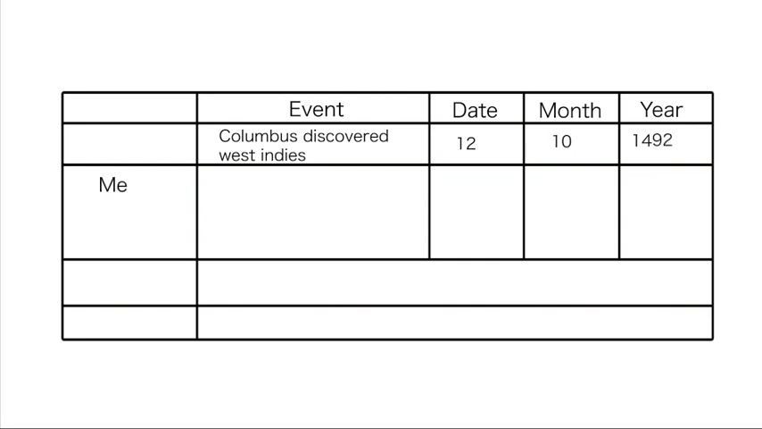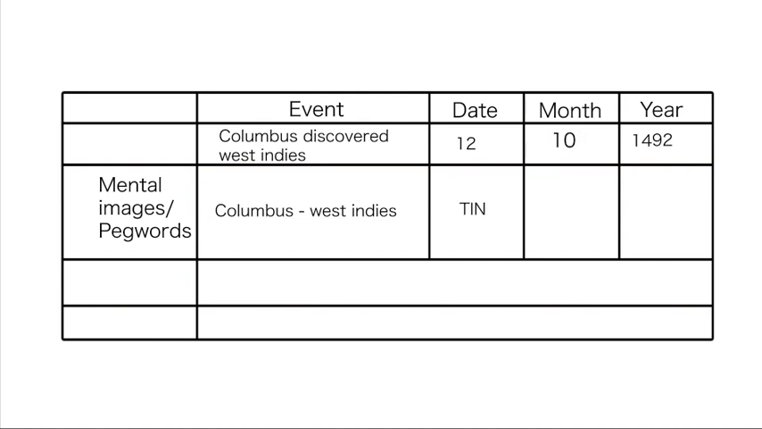The event, date, month and year. Event being Columbus discovered West Indies. Date, the 12th. Month, October. Year, 1492. Mental images or peg words. Columbus, West Indies. Peg word for 12 is tin. For 10 is toes. For 40 is tire. For 92 is bun. Visualize the story.